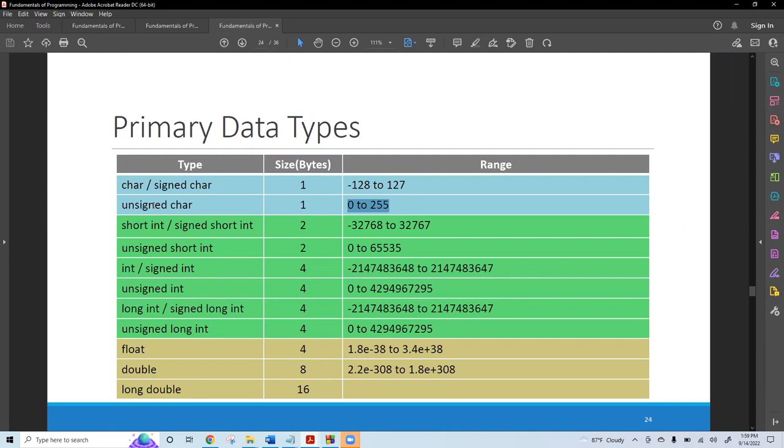It provides flexibility, so we can use them accordingly based on the situation, based on the data that we are going to store.